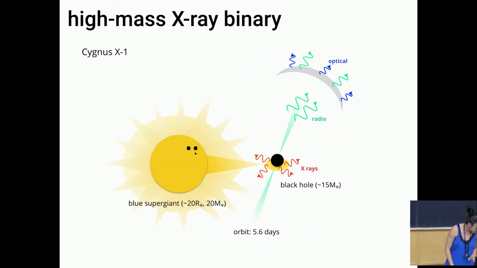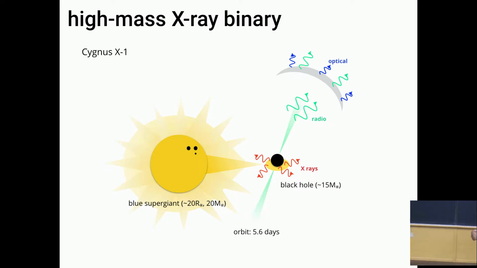So here is an example of a high-mass X-ray binary called Cygnus X-1. I'm just going to go over this as an example of how we know what the mass of the black hole is. How do we actually know what the mass turns out to be? So in Cygnus X-1, there's a black hole. We know it's about 15 solar masses. It's in an orbit with a blue supergiant, which is around 20 times the mass of the sun.